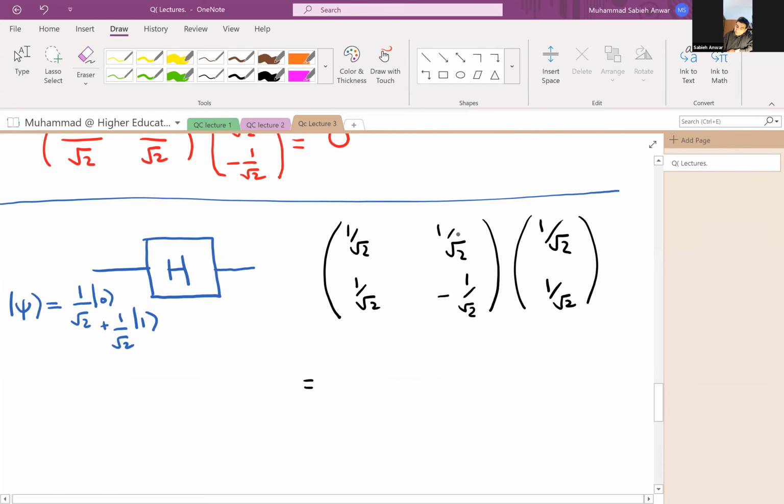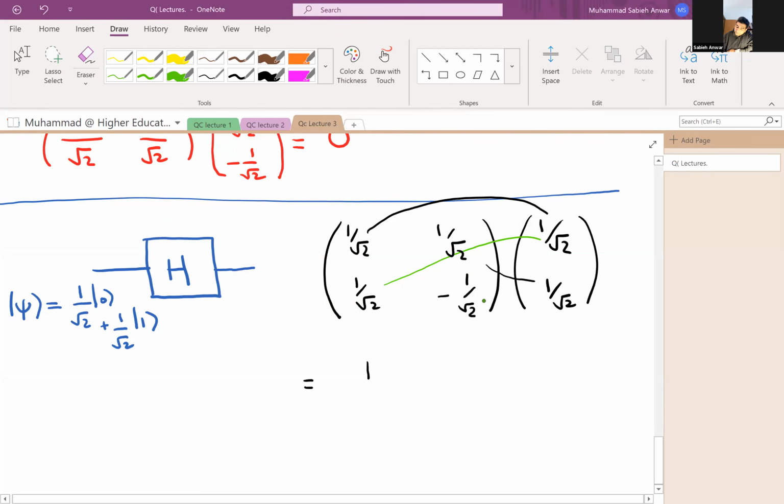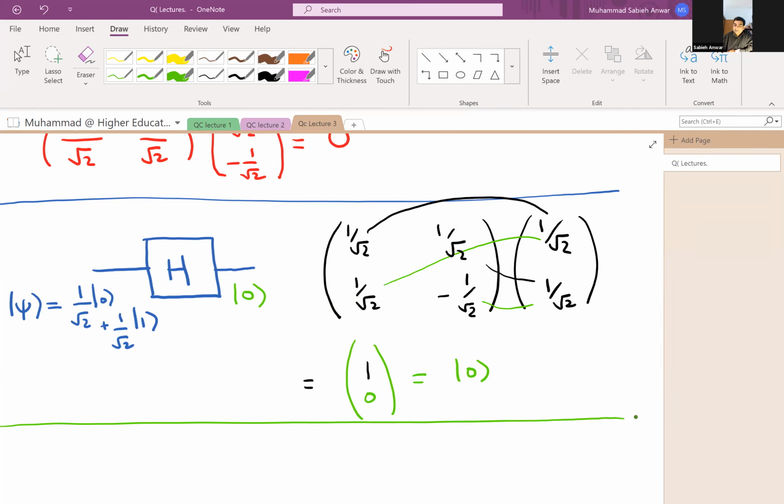I get, multiply this with this and this with this, half plus half is 1. Then I multiply this with this and this with this, 1 minus 1 is 0. So my output is going to be ket 0. And we've already noticed this when we were discussing the interferometer yesterday. So these matrix representations of logic gates simplify our lives.